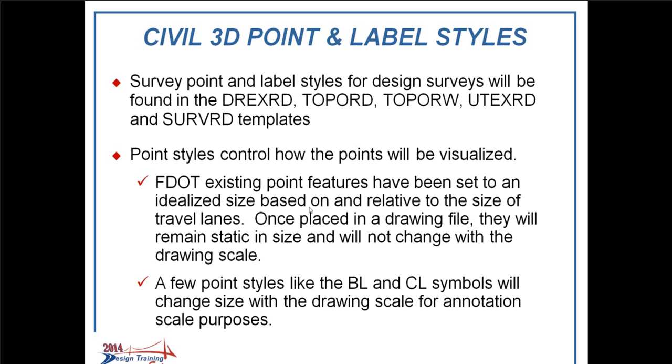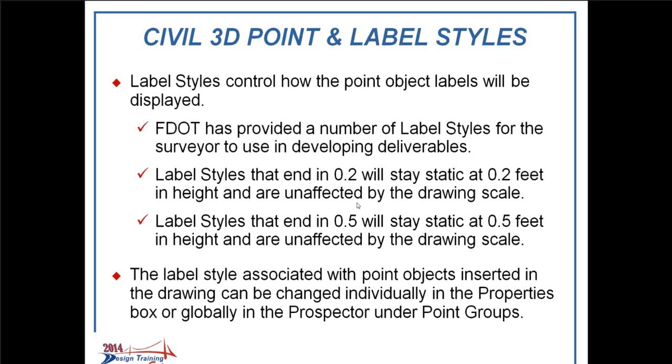field feature points or feature codes coming out of CASE or coming out of EFB that you'll see that will annotate. So label styles control how the point object labels will be displayed. FDOT has provided a number of label styles for the surveyor to use in developing deliverables. The label style that ends in 0.2 will stay static at 0.2 feet. The label style that ends in 0.5 will stay static at 0.5 feet. These label styles are unaffected by the drawing scale.